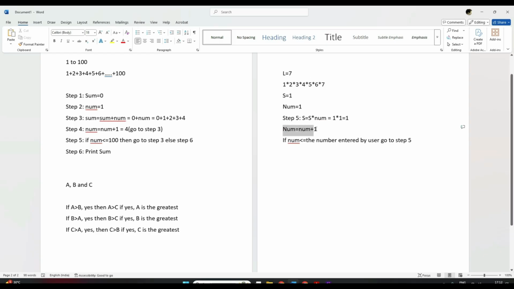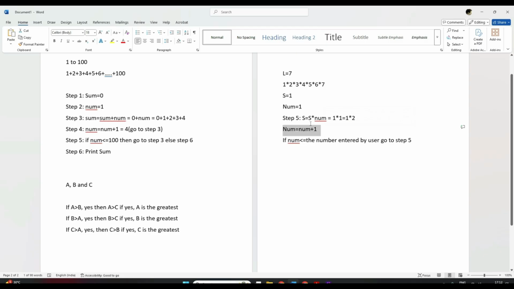Now I'm incrementing num by 1 plus 1, so num becomes 2 here. Now I'm checking if num is less than this 7. Yes, it is still less, so I go to this step again. Here my s, because I have put s is equal to this, is now 1. So 1 into num, which is 2, so it will be 1 into 2. Now s will become 1 into 2, correct? Now I'm incrementing num again, so num is 3 now.